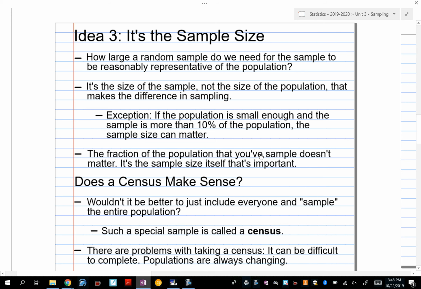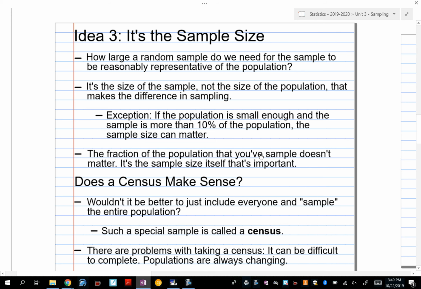What if instead of feeding my family, I wanted to feed all of you? So I have a bigger pot. Do I need a bigger sample spoon? No, right? The idea is that it's not the size of the population, it's the size of the sample. That's what matters. There is a caveat here, this exception.